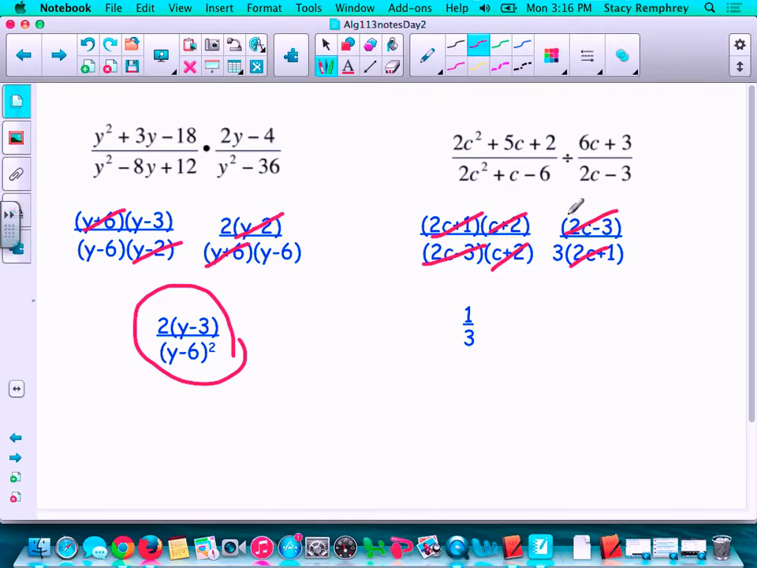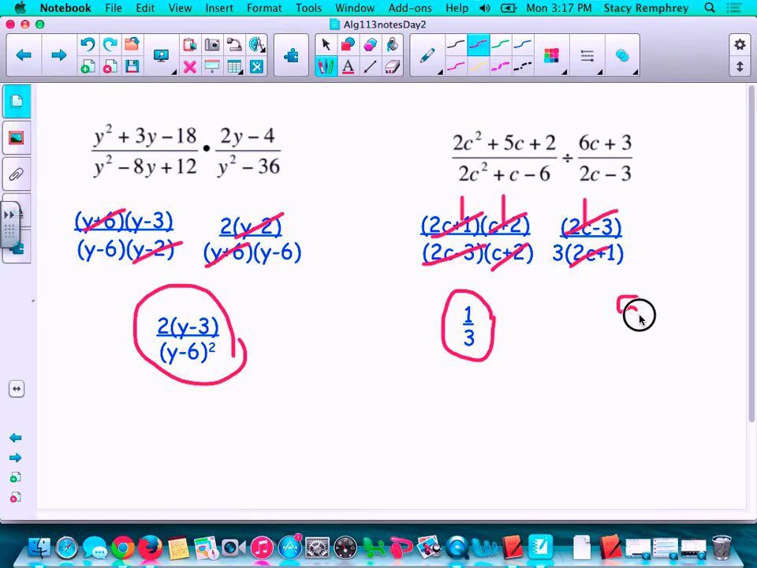Now, when everything cancels off the top, just like if you had 5 over 10, and I asked you to simplify 5 over 10, you wouldn't tell me that's 0 over 5. You would tell me that's 1/2. And when we divide all of these, we're left with ones. So this becomes 1/3. Do not write 3. That is a completely different number than 1/3.